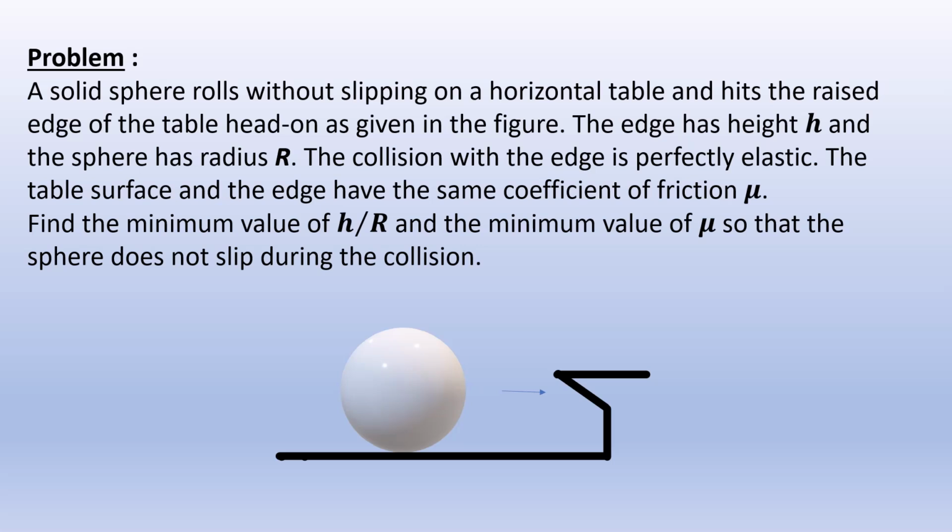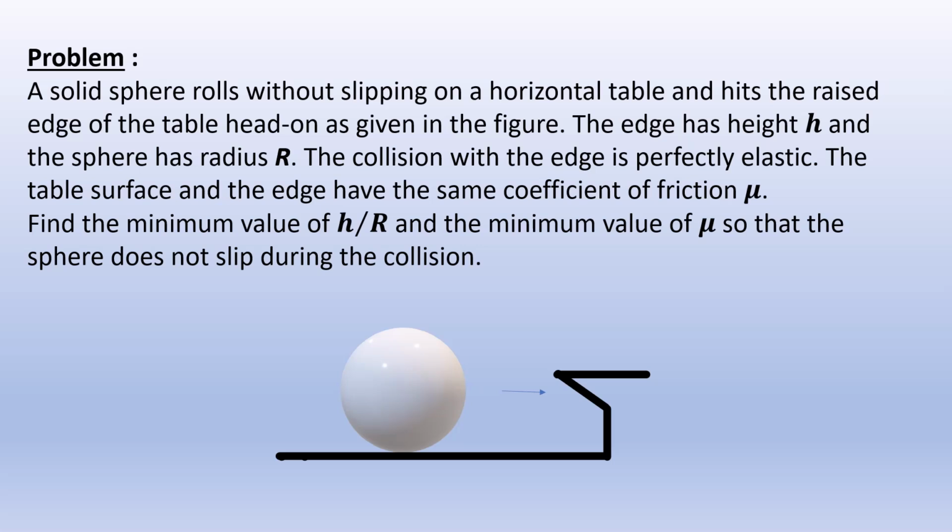Now we have to find two things. First, the minimum possible value of h by r. In other words, what should be the minimum relative height of the edge compared to the radius of the sphere? And second, we have to find the minimum value of the coefficient of friction mu. But both of these conditions must satisfy one important requirement. During the collision, the sphere should not slip.